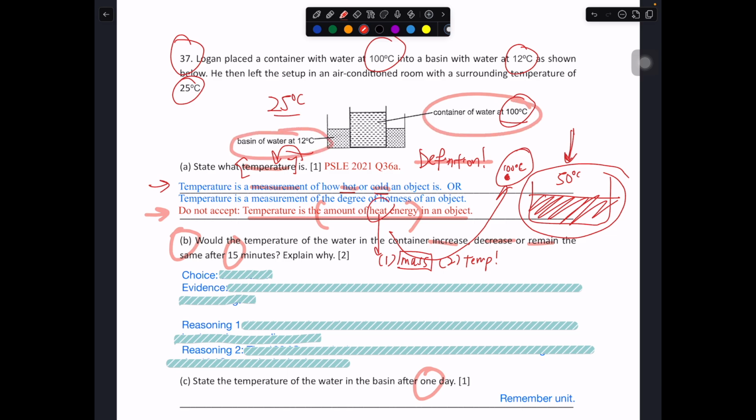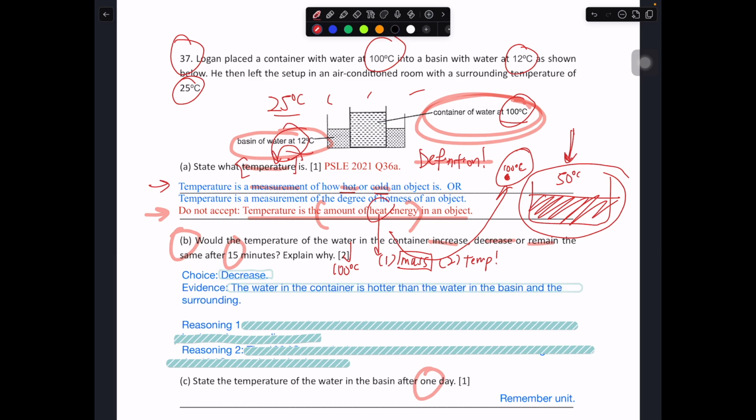This is the basin of water. This is the container of water at 100 degrees. So they are talking about the 100 degrees water. So what will happen? Temperature will definitely decrease because why? It will start to lose heat to the surrounding as well as the water at 12 degrees because it's at a higher temperature. Okay, so decrease.